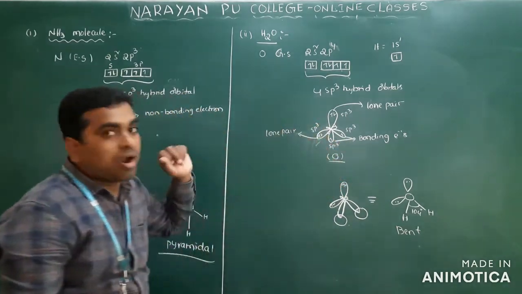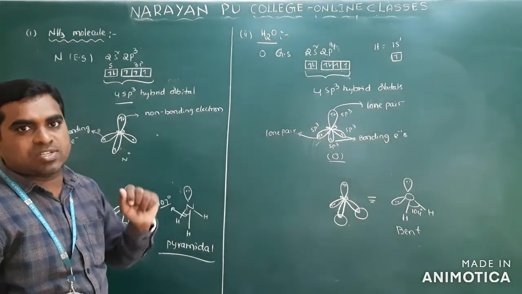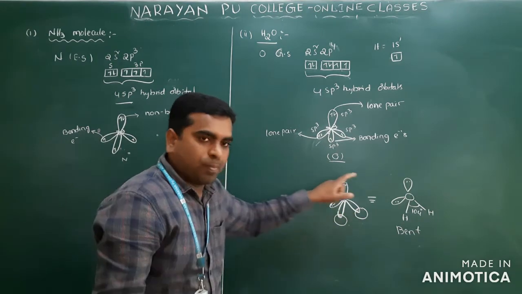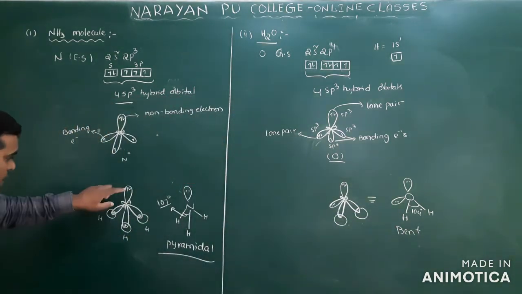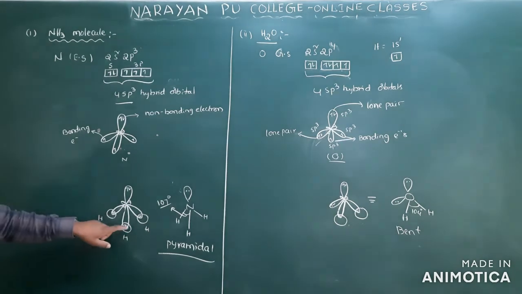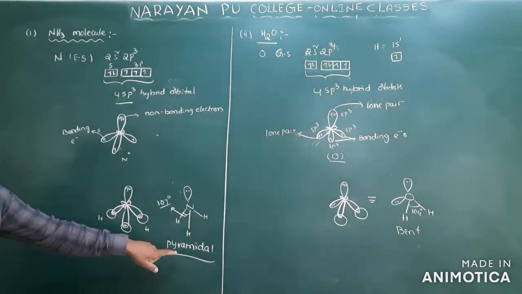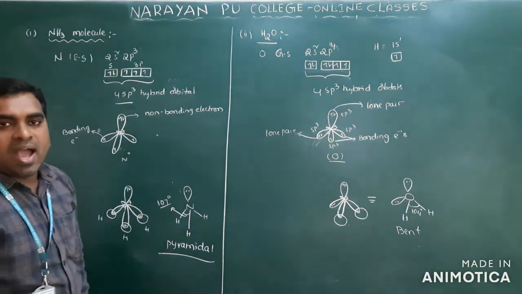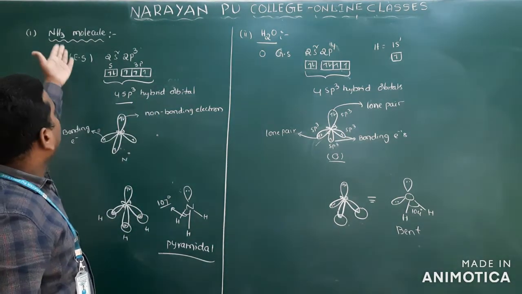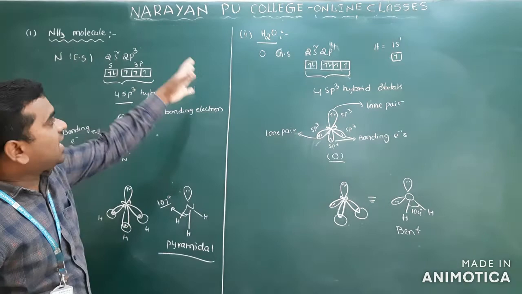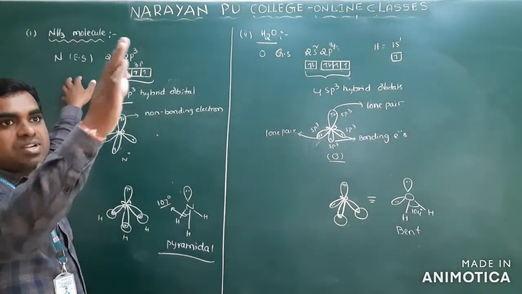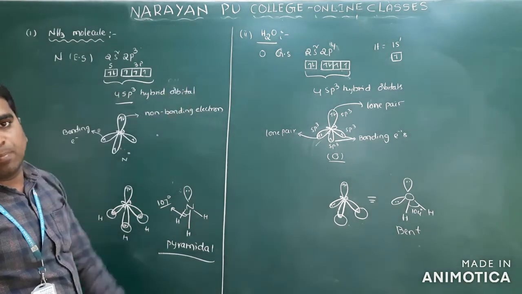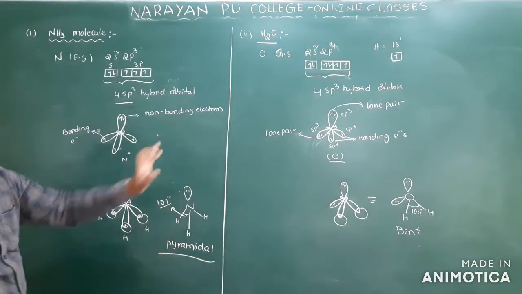How many bond pairs are there? Two bond pairs, two lone pairs: bend shape. Here you see one lone pair and three bond pairs. What is the shape? Pyramidal. Three bond pairs and one lone pair give pyramidal shape. This is about hybridization in molecules containing lone pairs and bond pairs. Previously we discussed only bond pairs, but here lone pairs are also present.